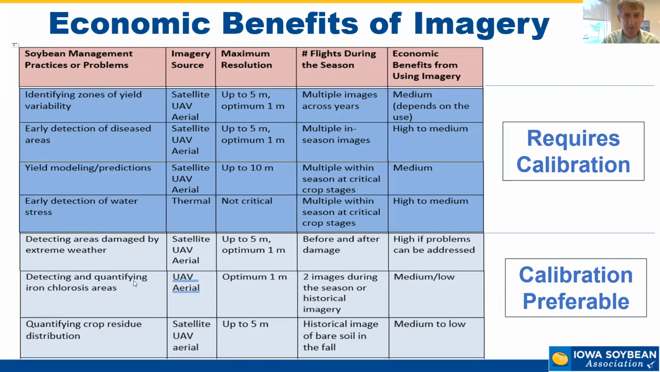Here are also several examples where calibration is preferable. For example, after the strong wind early in August here in Iowa, having calibrated imagery makes it much easier to assess or quantify the damage, since you can do a quantitative analysis. It can also be used for detecting and quantifying iron fluorescence areas and for quantifying residue. As for economic benefit, whenever you can take actions that save you money or increase yield, that will definitely show a potential economic benefit.